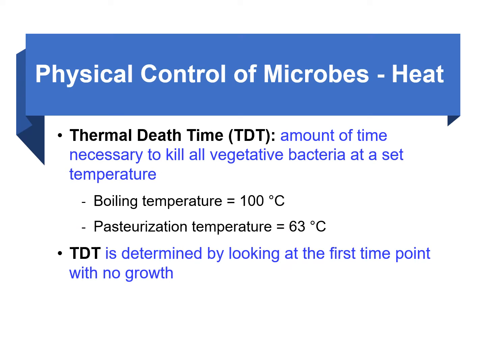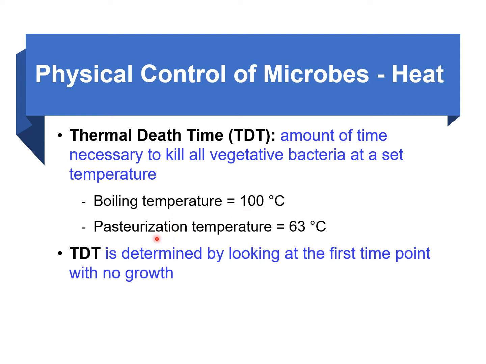Now there is something called the thermal death time, and that's basically when we figure out how much time is needed to kill all the vegetative bacteria at a set temperature, of course. So with boiling, we set the temperature at 100 degrees Celsius, and with pasteurization, we set it at 63 degrees Celsius. What we're trying to figure out with the thermal death time is, how much time is it going to take if I boil a sample? How much time is it going to take to kill all the vegetative cells?